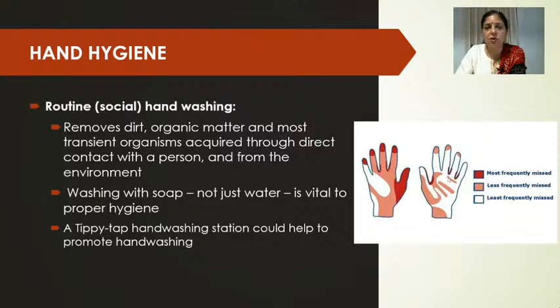So what does hand washing do? It removes the dirt, organic matter and most transient organisms which are acquired through direct contact with a person. And washing with soap, not just with water, is vital to proper hygiene. Both are important, the soap as well as the water. They are complementary to each other, and simply washing hands with water will not help. So for proper hand washing, we need soap and water, and a tippy tap hand washing station could be of help to promote hand washing and awareness.